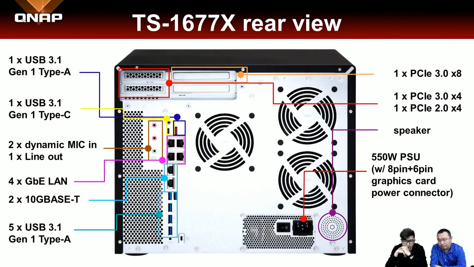Okay. And then on the right, you will see it's got a speaker. Okay, so you guys are already familiar with the system alerts. So it has the voice announcement plus the music playback. Okay. And then the 550 watts power supply. This power supply is the same as the one you will find on our 1277 NAS model.